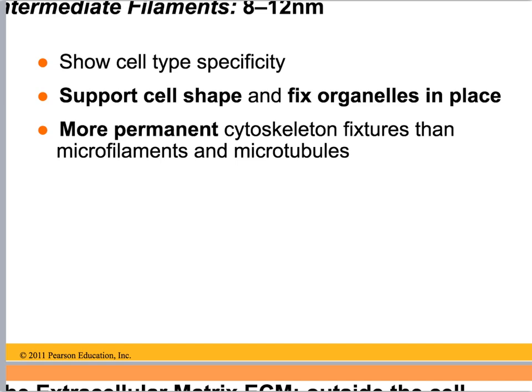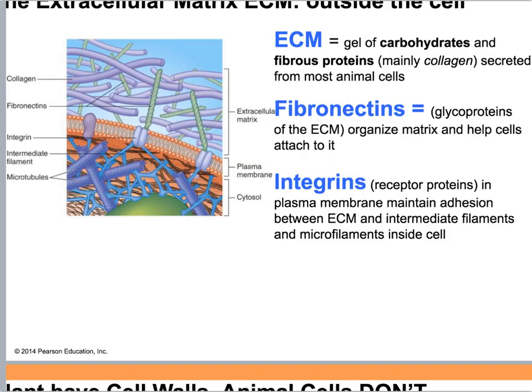Intermediate filaments are, just like their name suggests, intermediate in size between the microfilaments and the microtubules. They show a lot of different jobs in different cell types, so there's a lot of cell type specificity. Sometimes they are involved in cell shape support, sometimes they can fix organelles in place, such as the nucleus. They're more permanent forms of the cytoskeleton than the microtubules and the microfilaments are. Microtubules and microfilaments can be assembled and disassembled pretty readily, but the intermediate filaments are more stable. And again, there are going to be different types of intermediate filaments in the different cell types.